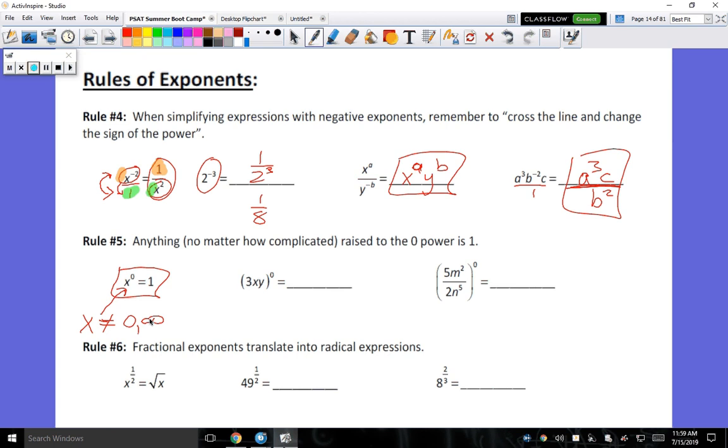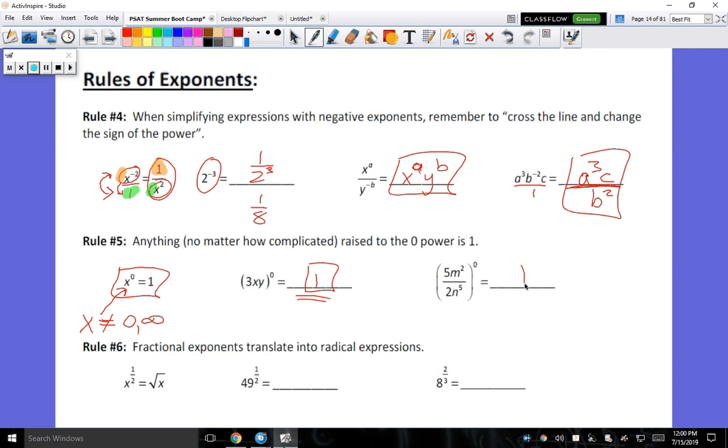Okay? So what's my answer right here? 1. Okay? 3 to the 0 is 1. X to the 0 is 1. Y to the 0 is 1. 1 times 1 times 1? Still 1. Okay? So, all of this mess to the power of 0, 1.